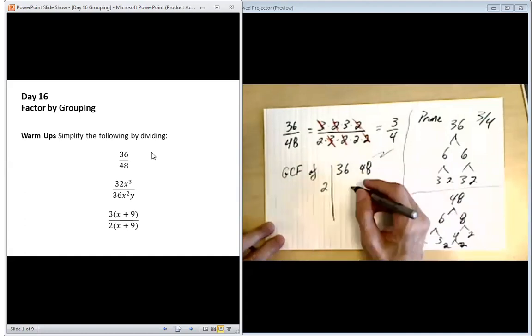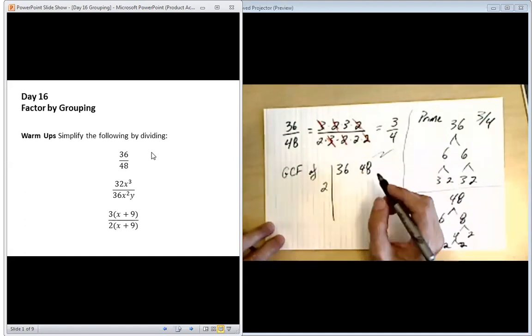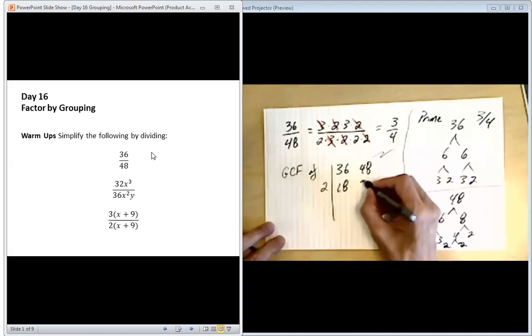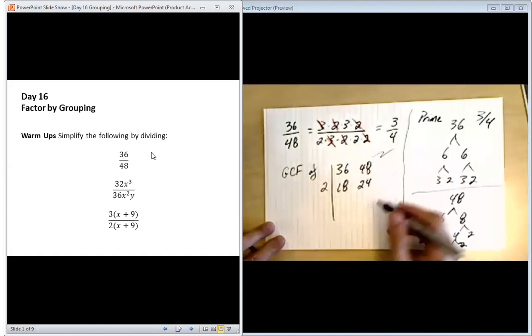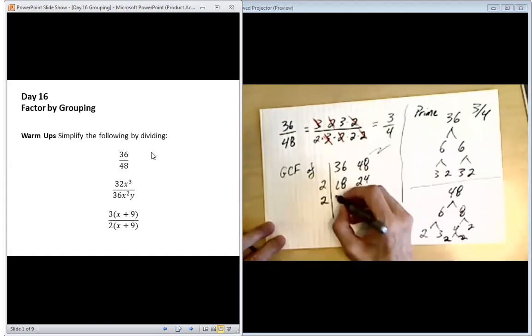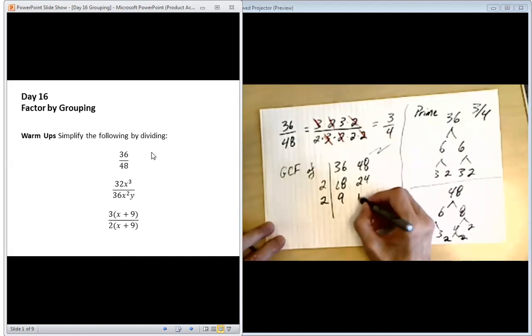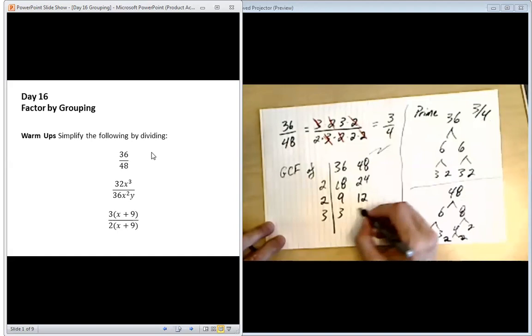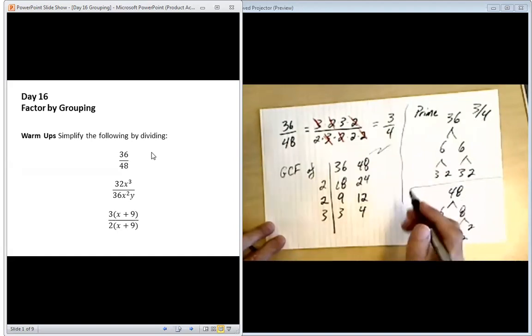2 first, I guess, right? 18 and 24, right? Then what? Yeah, again, 2. 9? 12? 3? Yeah. 4. And that's it, right?